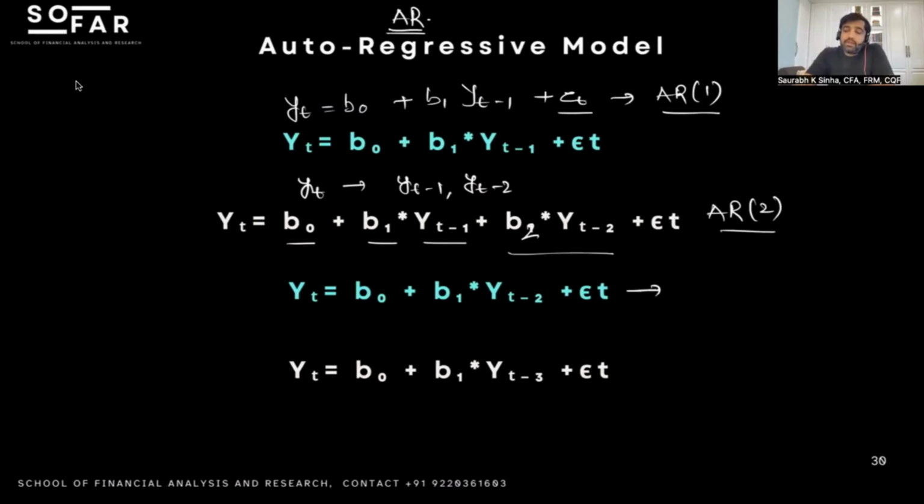What should we call it? How many lags do you see? What is the extreme lag that you see? 2. So I'll call it again an AR2 model. This is also an AR2 model. So you have to talk about the maximum lag. And this is an AR3 model.